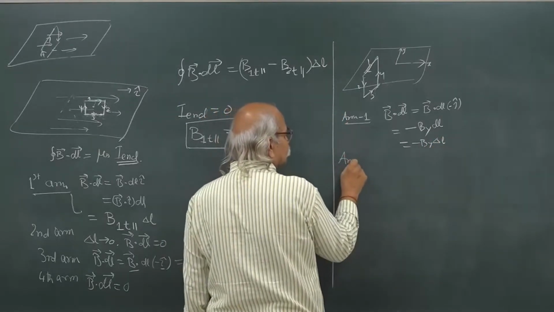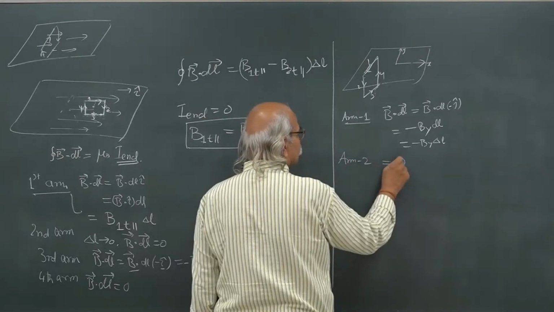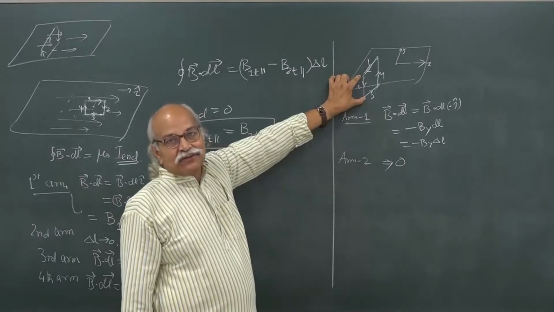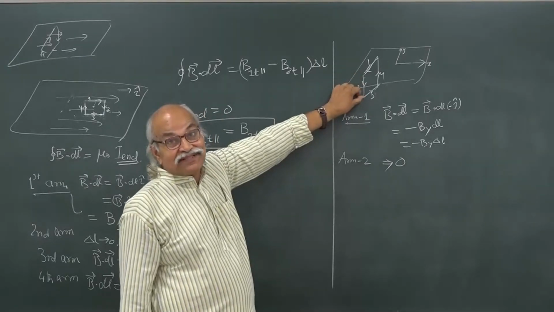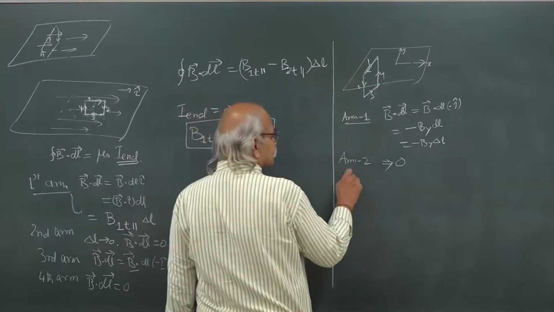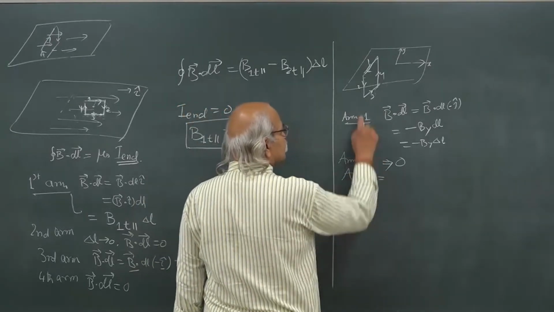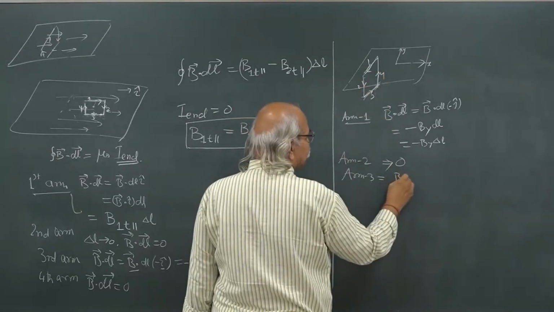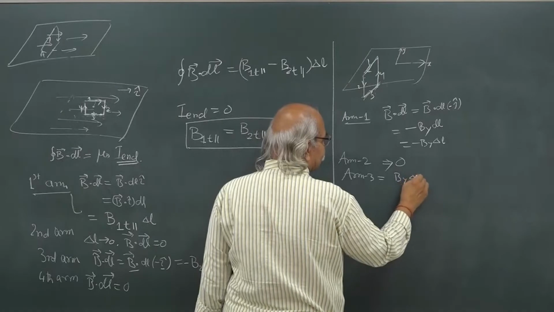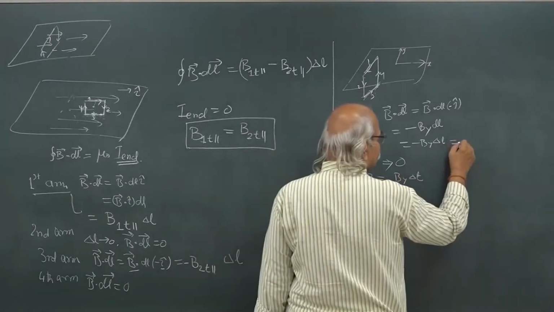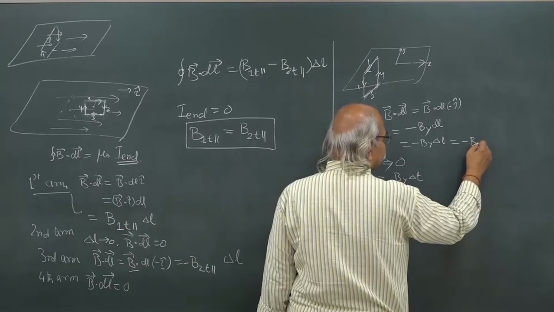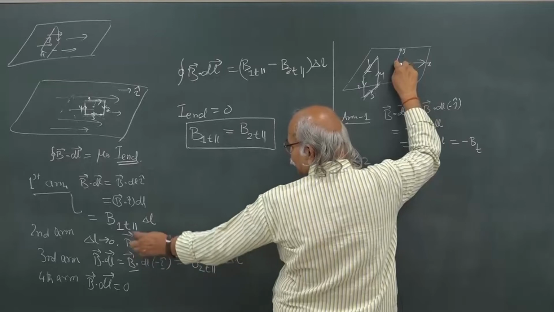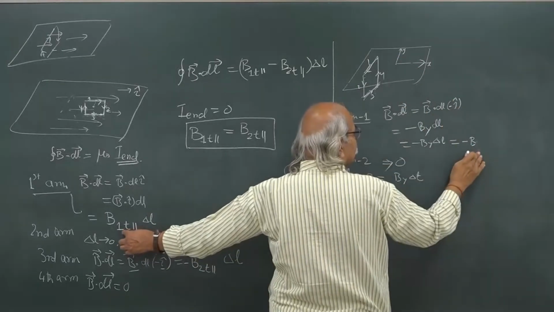Then arm 2, 0. Why 0? Because that height itself, the length itself is going to 0, just above the surface, just below the surface. So, this is 0. Arm 3, just reverse of that, the dl is in this direction now. So, it will be B y times delta L, and this actually you can write as minus B t, and this is B t, B2t or B1t, right?